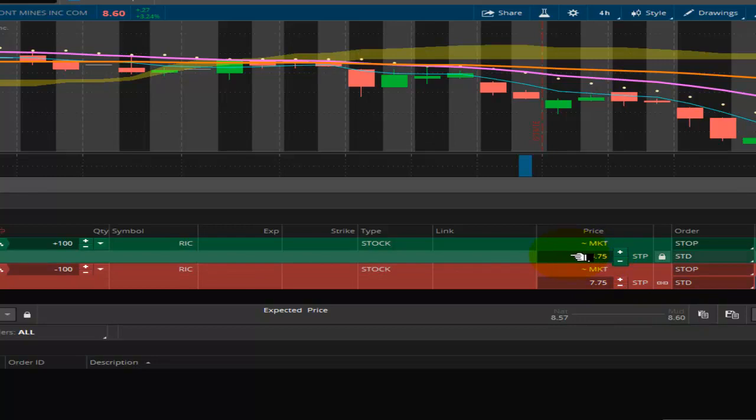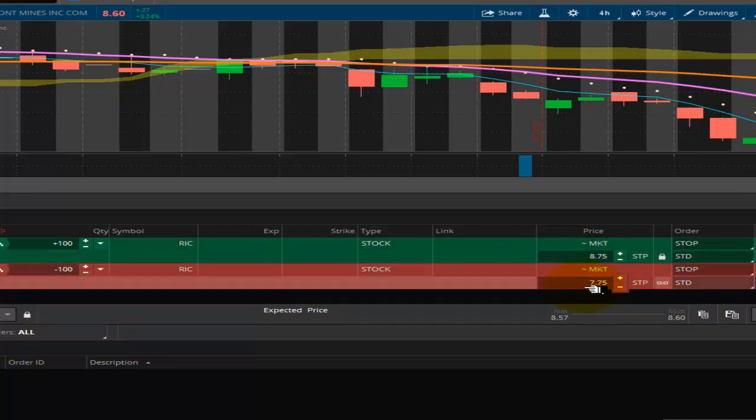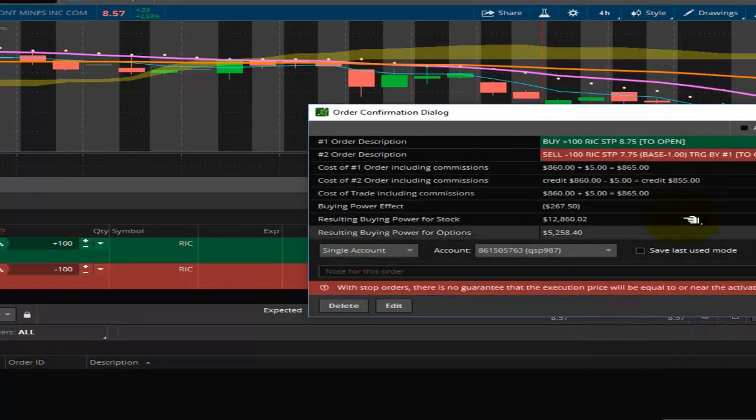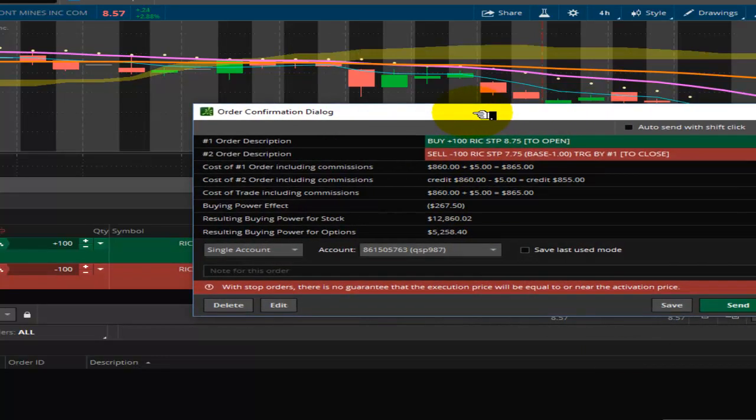So you're good now. You got your price in there. You got your stop in there. You're entering on a stop, and you're entering as a day order. Hit confirm and send. Then this thing comes up. This is your order confirmation dialog. It tells you what the order description is. You're buying, and it tells you how you're doing it.